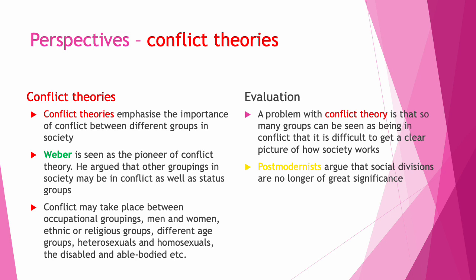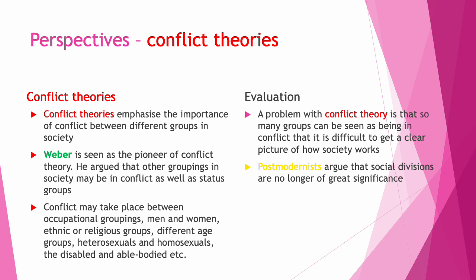Conflict theories emphasize the importance of conflict between different groups in society. Weber is seen as the pioneer of conflict theory. He has argued that other groupings in society may be in conflict as well as status groups. Conflict may take place between occupational groupings, men and women, ethnic or religious groups, different age groups, heterosexuals and homosexuals, the disabled and able-bodied, and others. A problem with conflict theory is that so many groups can be seen as being in conflict that it's difficult to get a clear picture of how society works.